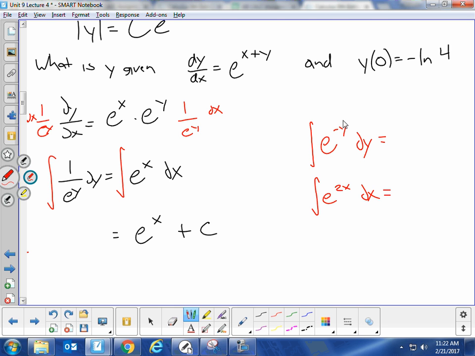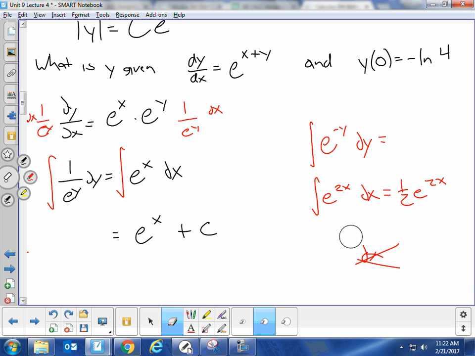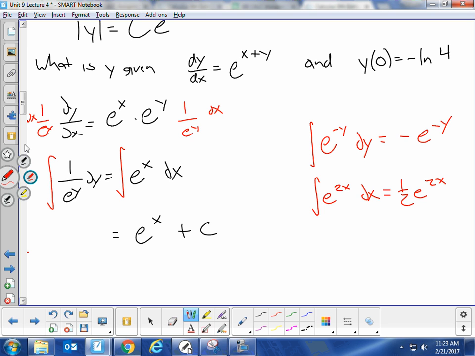So, key is I rewrite it as e to the negative y. Now, if I have the antiderivative of e to the 2x or something like that, the antiderivative would be 1/2 e to the 2x, right? The derivative of e to the 2x would be e to the 2x times 2, okay? We would not be asked to take the antiderivative of e to the x squared. You would not know how to do that. So we don't have to worry about it, thankfully. So really, we use this concept, it's a u substitution concept, to know that the antiderivative of e to the negative y is just negative e to the negative y. That's it.